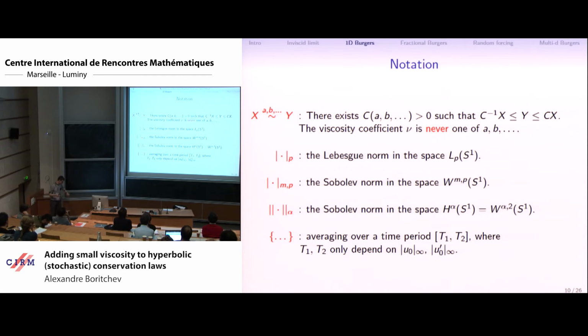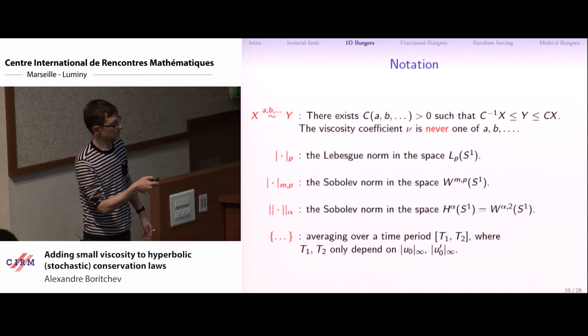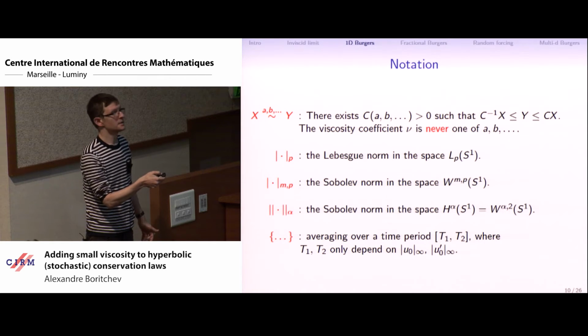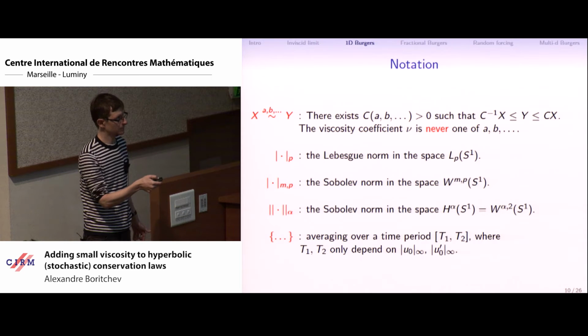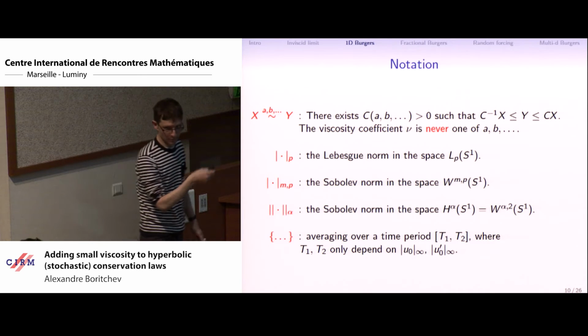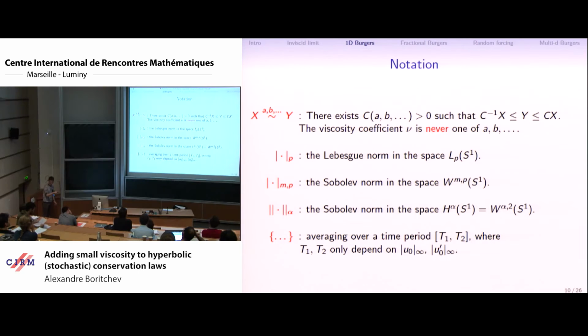Now I will state the results. Let me introduce the notation. This notation just means that the quantities x and y are the same up to a multiplicative constant, and this constant is only allowed to depend on the parameters above the tilde. I would like to insist that I will really track in a sharp way the dependency on nu. So if something depends on the viscosity coefficient, I will tell it explicitly.